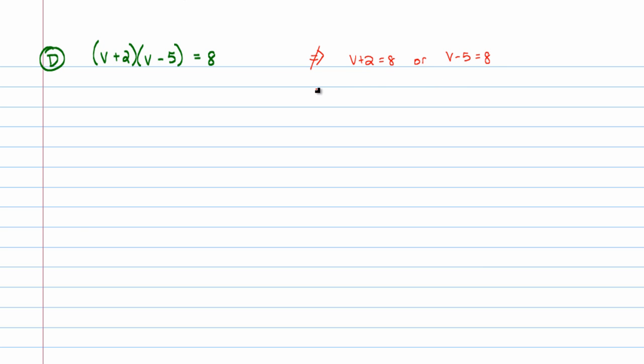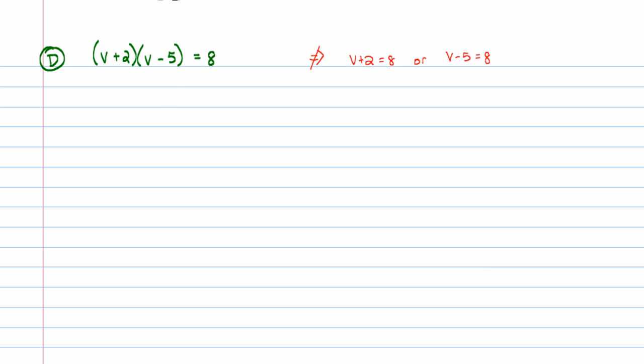Because if you're saying that, you're essentially saying that either this first object has to be 8 or the second object has to be 8. The fact is, neither of them have to be 8. This one could be 2 and this one could be 4. Or this one could be 16 and this one could be 1/2, right? So there's a lot of ways to multiply two numbers to become 8. It doesn't have to be 1 and 8. So we have to use the zero factor principle here.